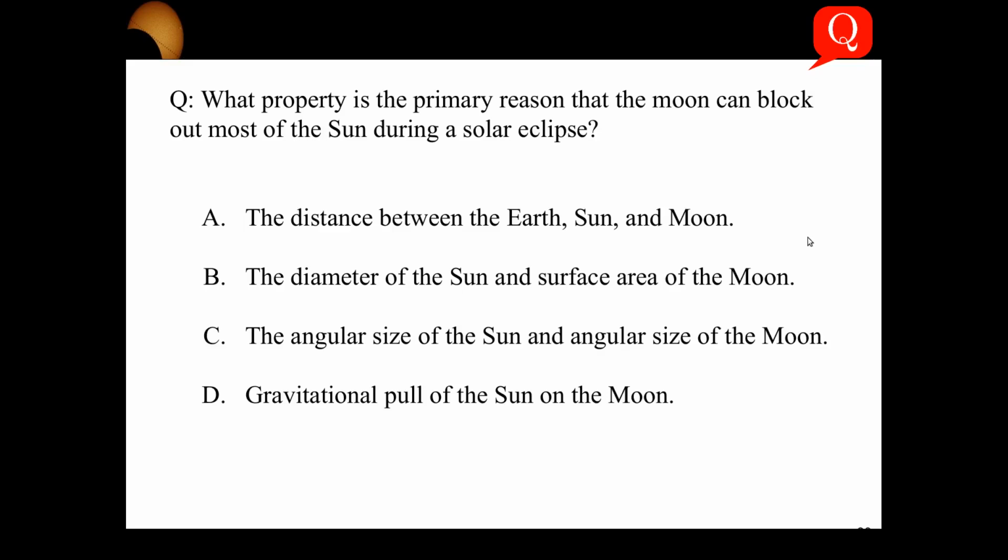But before we get to all that, let's think about this a little bit. What is the primary reason that the moon can block out the sun and create those total solar eclipses that we see on Earth, those beautiful pictures of the moon blocking out the sun? Is it just the fact of the distances between the Earth, sun, and moon? What about the diameter? Is it the ratio of the diameter of the sun to the surface area of the moon? Or is it the angular size of the sun to the angular size of the moon?